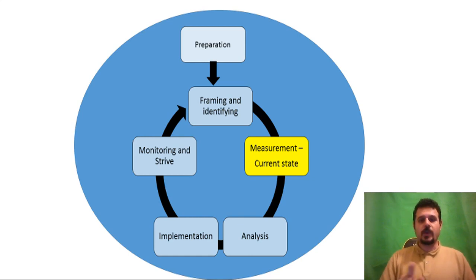As you know, we are in the BPM life cycle. We are in the third step of the BPM life cycle. The first was about preparation. We talked about the concept of business process management, BPMG, etc., and how we can persuade and convince other people. Also, we talked about framing and identifying. We talked about some methods for identifying processes and designing processes, process architecture, and BPMN.